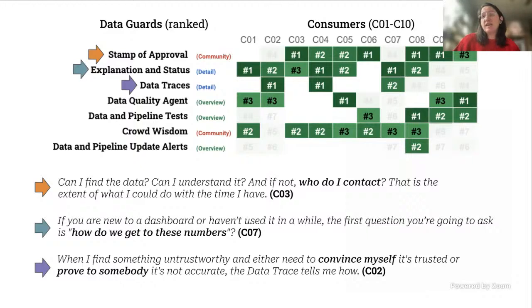We hypothesized that stamp of approval and explanation and status and data traces have perhaps ranked a little bit higher than others because they are things that are currently not well supported, at least among the cohort that we interviewed. So maybe these would be good places to start. We're particularly interested, I guess, in instrumenting ways of opening the black box a little bit more, so explanation and status may be, if anybody's looking for one single place to go for, explanation and status and data traces are perhaps really good places to start.